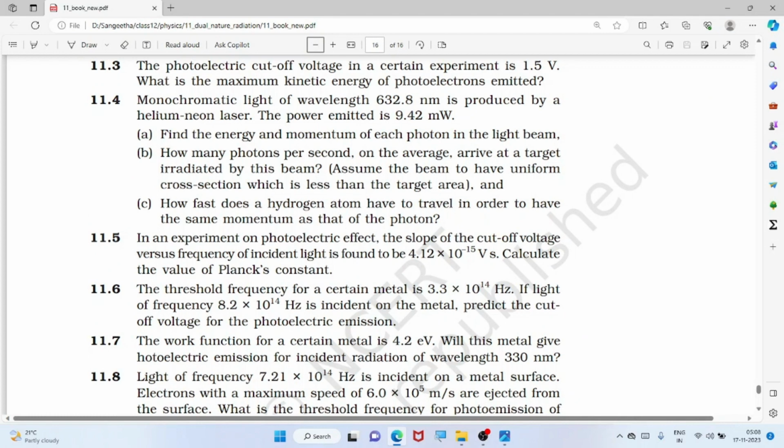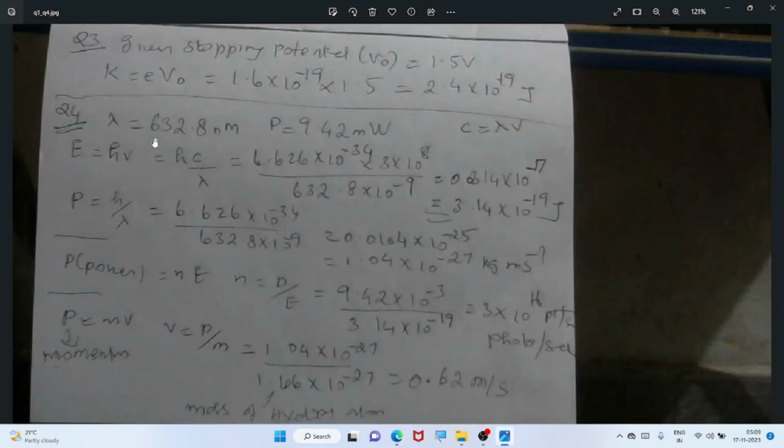Monochromatic light of wavelength lambda is given, the power is given. Find the energy and the momentum of the photon. Lambda is given, power is given, E equal to hv. V, frequency, is equal to the speed of light divided by lambda. So this is the energy, and this is the momentum, de Broglie's equation: Planck's constant divided by lambda. Lambda is given. Okay, this is the momentum.